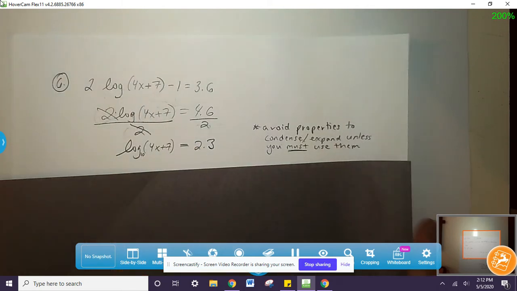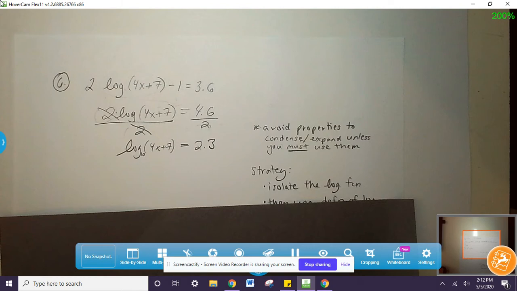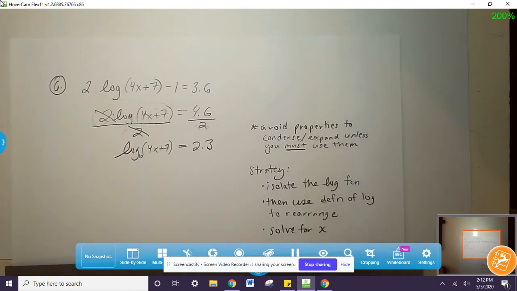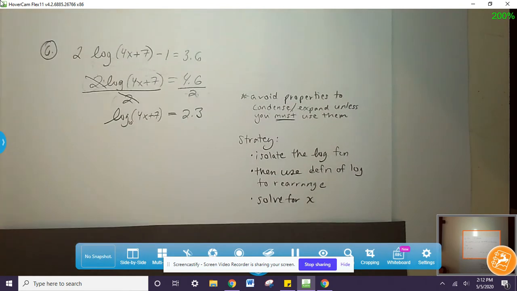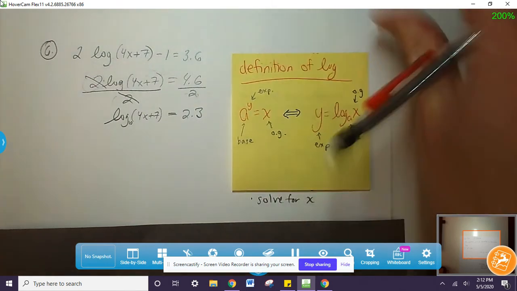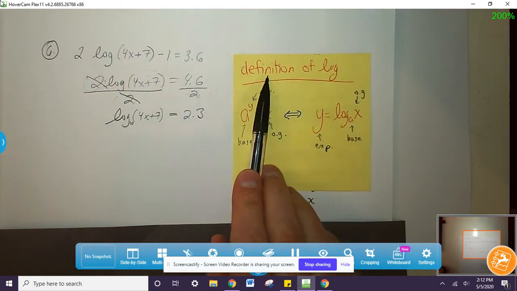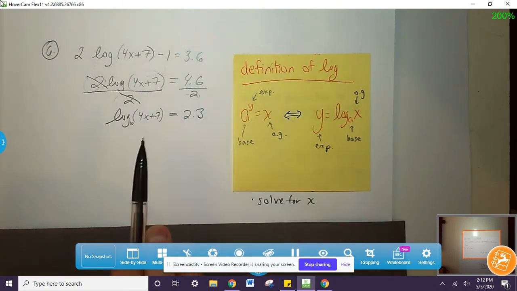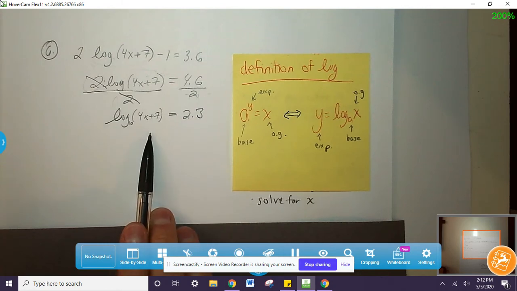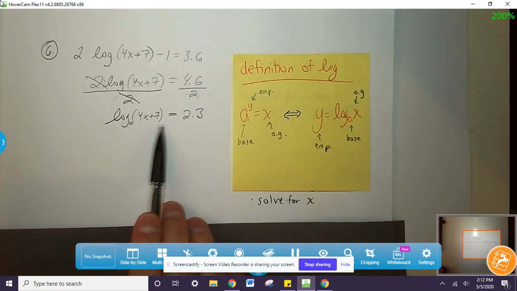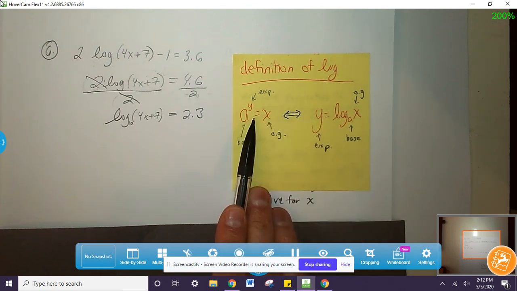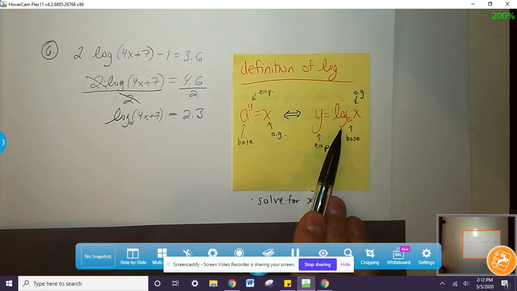And here's the strategy you want to use. Once you've isolated that log function, we're going to use the definition of a log to rearrange and solve for x. I don't know if you remember, but when I introduced the definition of a log, I said this would be the answer to most every problem in the chapter. This is what we use when we evaluate, and this is what we use very, very often when we solve equations. So whenever you're stuck and not sure what to do, if you can get a log by itself, switch it over to exponential form. If you can get an exponential by itself, try switching it to log form. Very often, that's going to be the key to finding your solution.